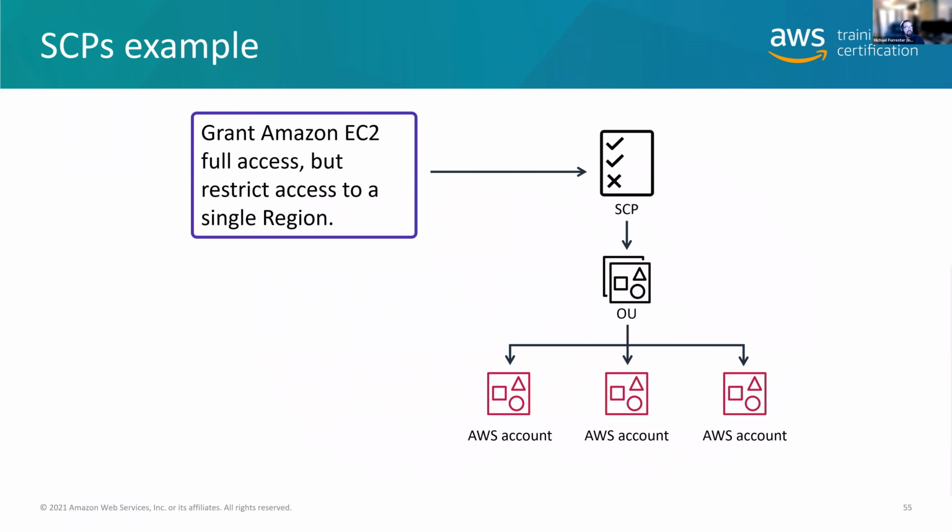Here's an example where we granted full access to EC2 using an SCP, but it's restricted to a single region. And what happens is that policy is applied to that organizational unit and it flows down to all of the accounts.